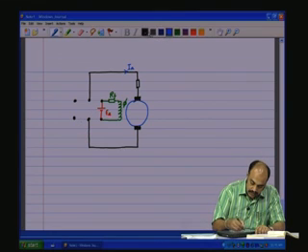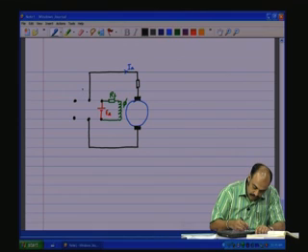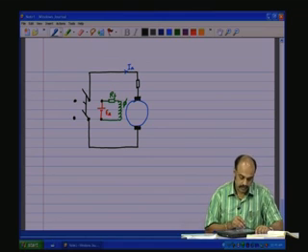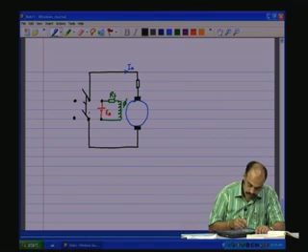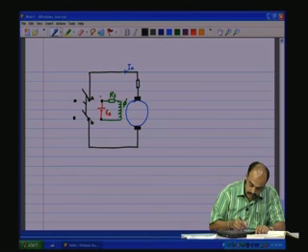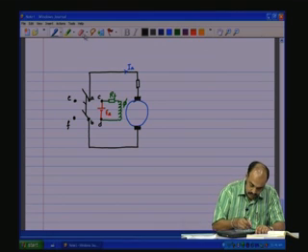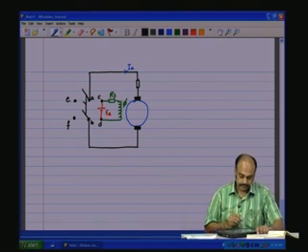Now, I am going to have a double pole, double throw switch. This is a double pole, double throw switch. Let us give some names. Let us say A, B, C, D, E, F. EF. Okay.